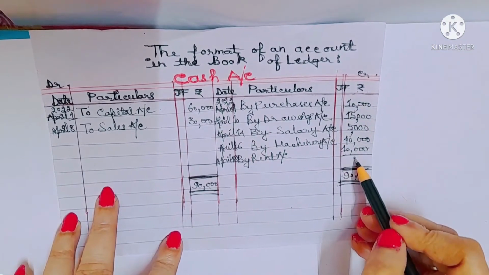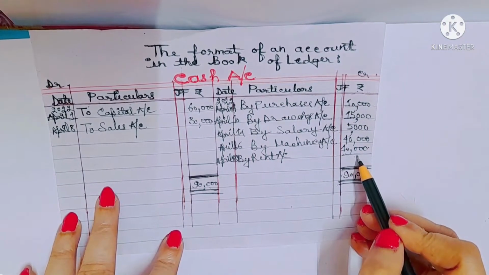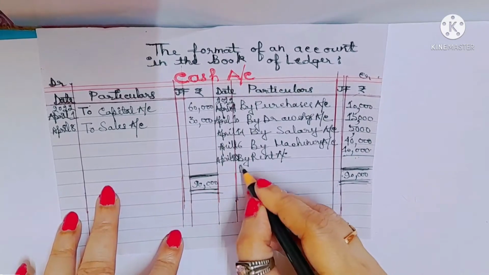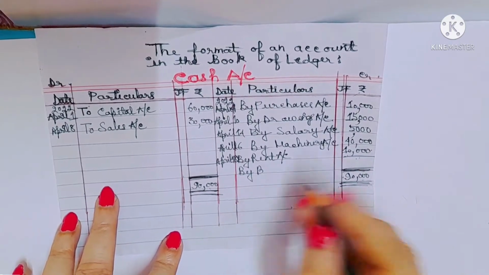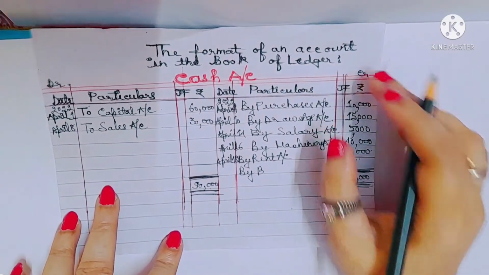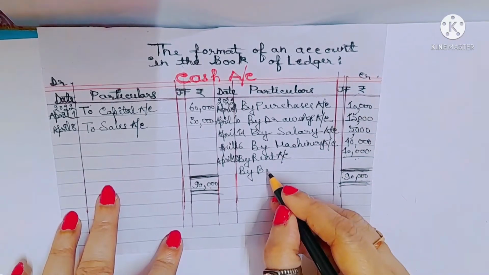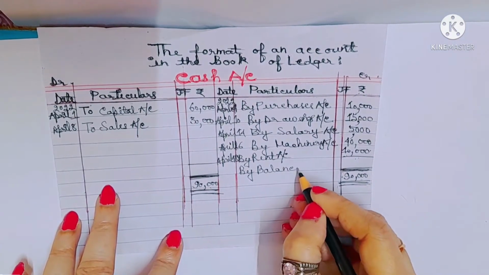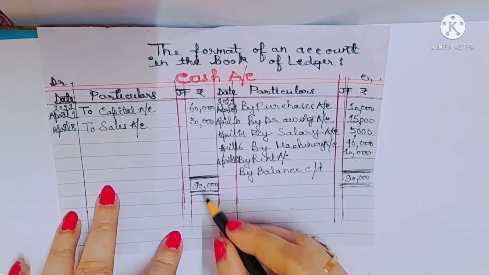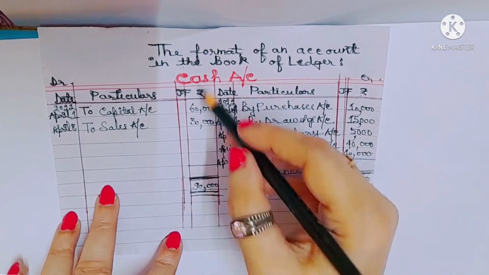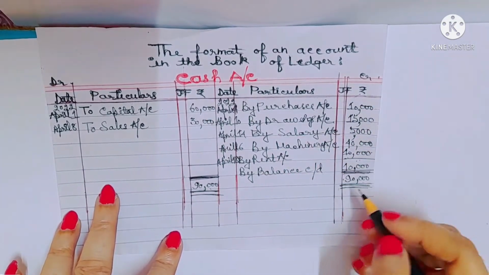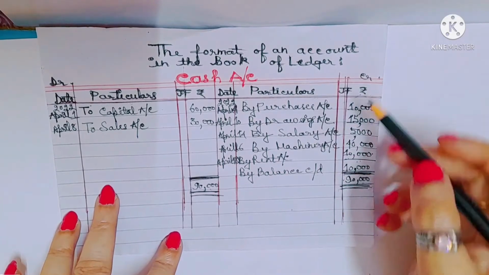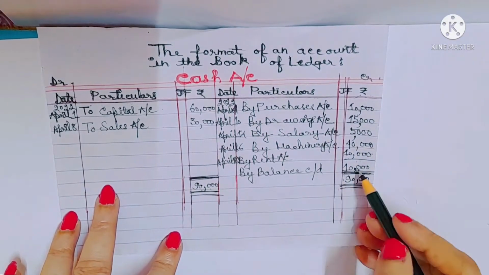Shortfall of 10,000 is on the credit side. So what we are going to write? By balance CD, because on the credit side there is 10,000 shortfall. So by balance CD. How much? 90,000 total of debit side minus total of credit side. If you subtract the total of credit side from the total of debit side, you'll get 10,000.